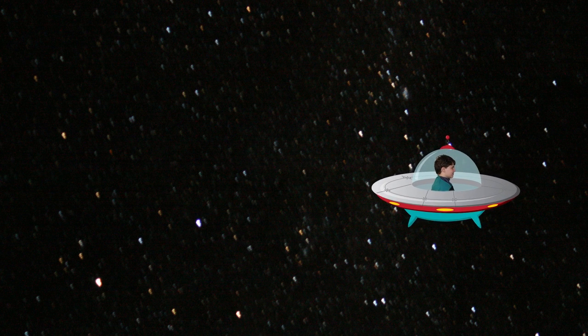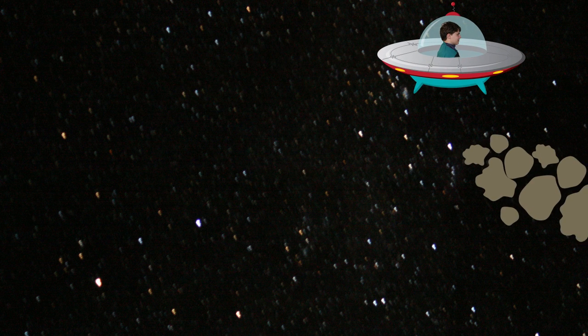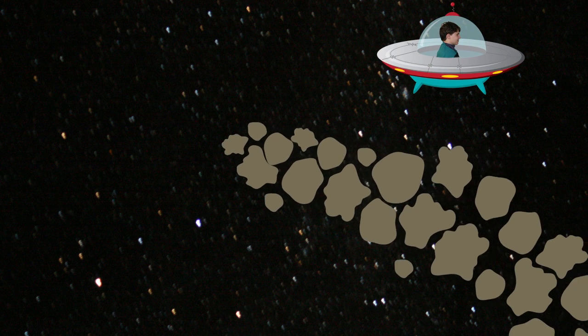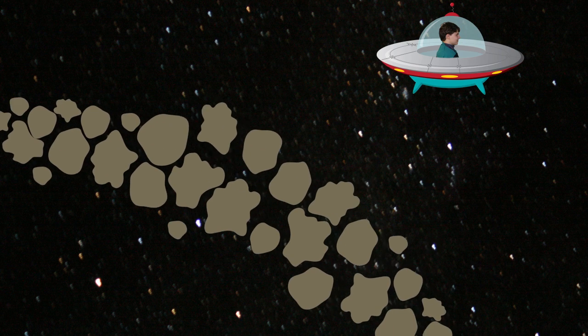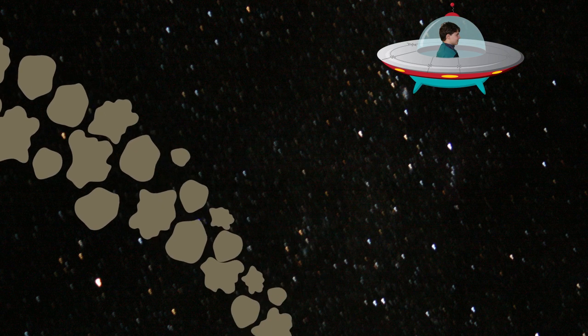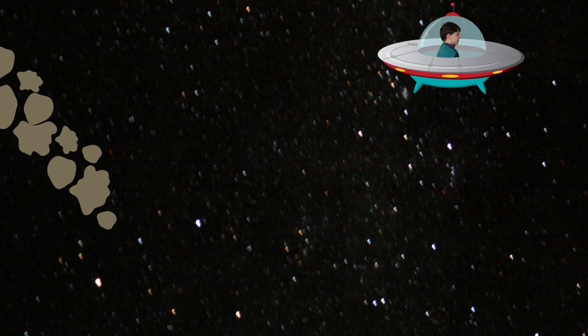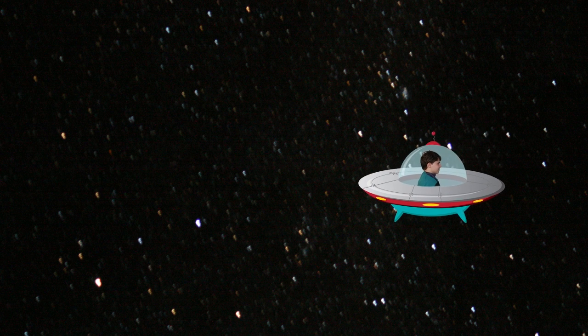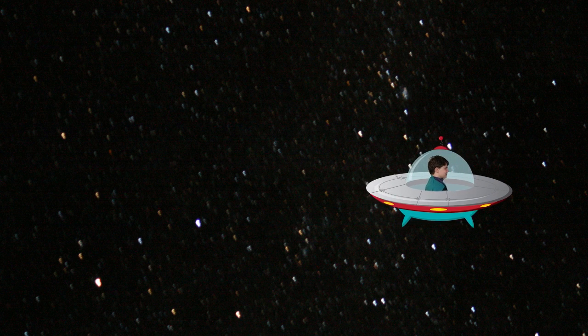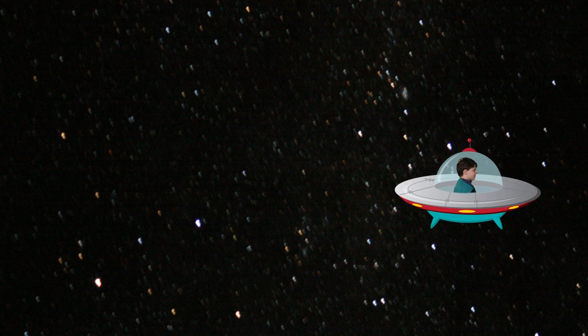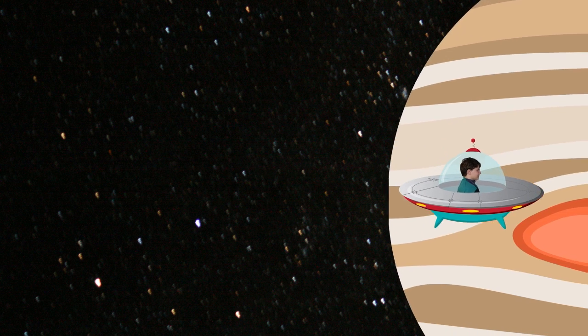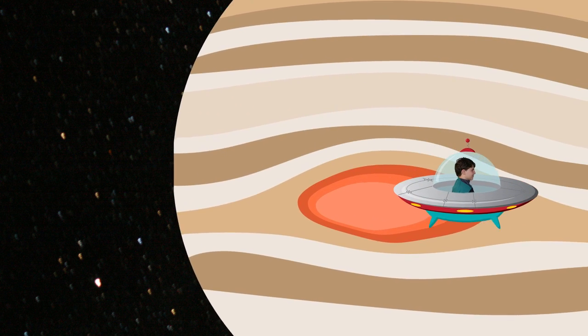Look at that! It's the Asteroid Belt. The Asteroid Belt is made up of a planet that was destroyed billions of years ago by a collision. Phew, that was close. Time to get back on our normal course. We're now approaching Jupiter, which is the largest planet in our solar system. It's named after the god Jupiter, who is the king of all gods. Its giant red spot is actually a huge storm.